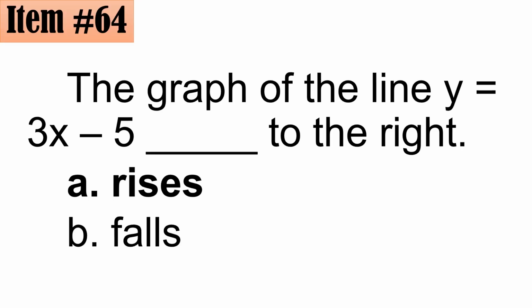So you could see po, no, that the slope here is 3, which is positive. So without even graphing, this line rises to the right. The graph is a line that rises to the right. Letter A.